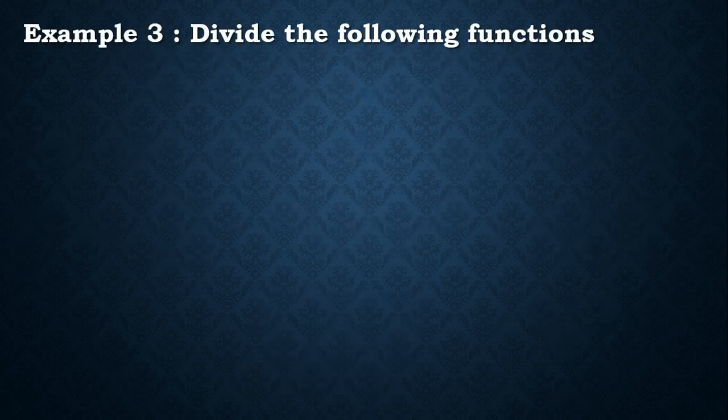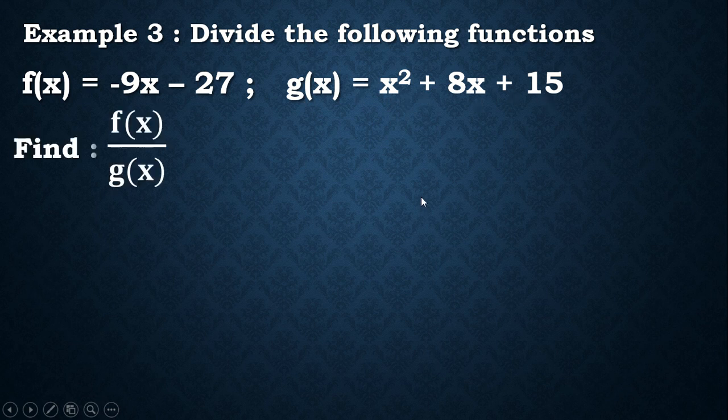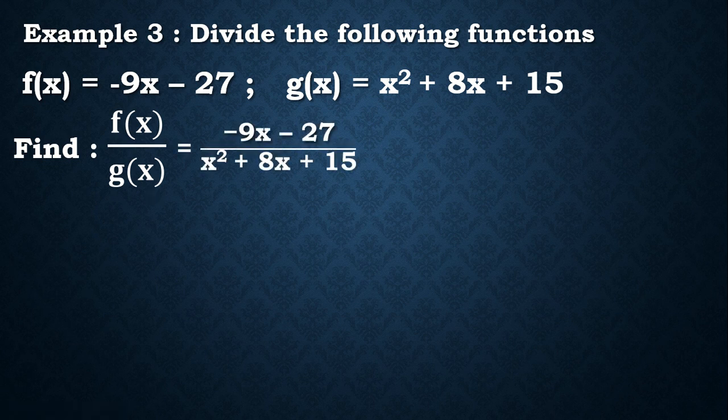Divide the following functions. We have f of x equal to negative 9x minus 27, and then g of x is equal to x squared plus 8x plus 15. Still, we are going to find f of x divided by g of x, or f of x over g of x. And then we have to substitute f of x and g of x. For f of x, which is our numerator, that is negative 9x minus 27, and our g of x, that is our denominator, which is x squared plus 8x plus 15.